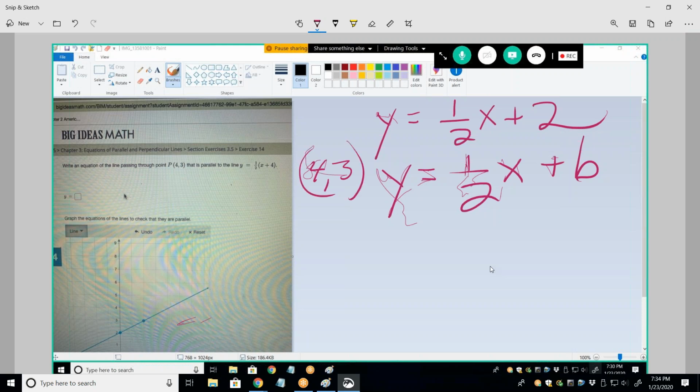Now, every single point that a line goes through must satisfy this equation. So if I want to figure out what b is, I merely fill in the y-coordinate of the point for y and the x-coordinate of the point for x, and that allows me to solve for b. So let's do that. So I know it goes through the point (4, 3). There's the x-coordinate. There's the y-coordinate. So give me an equation that's going to let me solve for b.